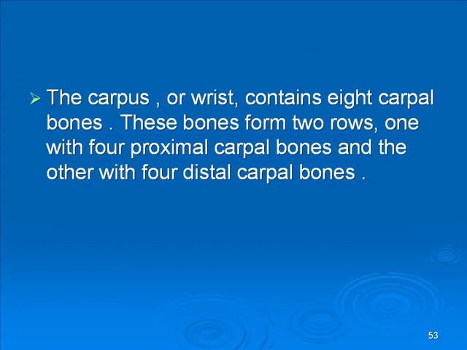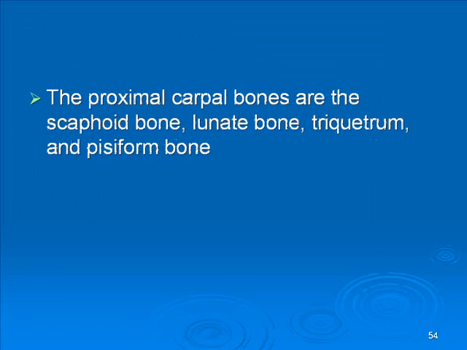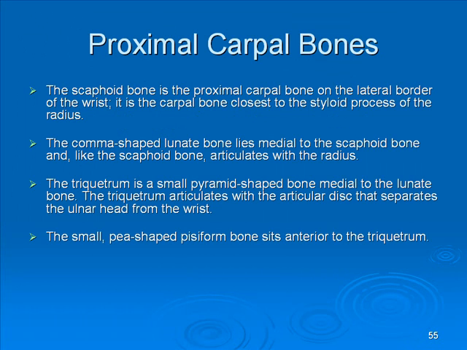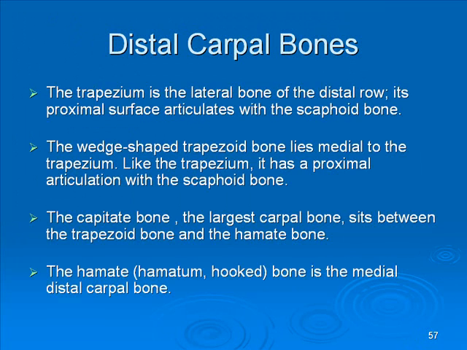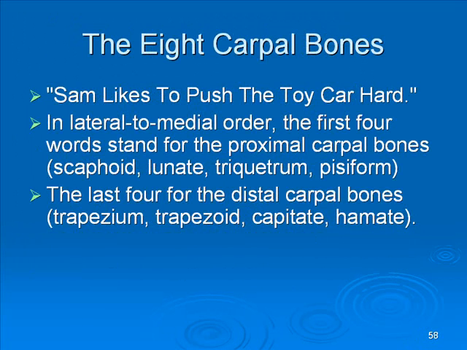8 carpal bones. Bones are in 2 rows. 4 proximal carpal bones, and the other 4 distal carpal bones. Proximal carpal bones are named scaphoid, lunate, triquetrum, and pisiform bone. Again, if you want to learn those names, that's fine. And there are little limericks that help you to remember that, and I think your book goes into detail. And then the distal carpal bones: trapezium, trapezoid, capitate, and hamate bone.